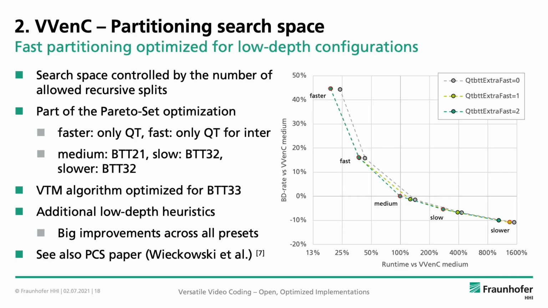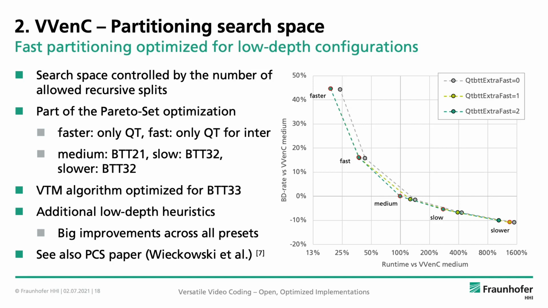As an example, let me dig a little bit deeper into partitioning. As you have seen in the Pareto set definition, for most of the presets, we use a much more shallow BTT configuration. We basically only allow 1 or 2 recursive BTT splits. That is way less than used in the VTM algorithm, which allows 3 recursive BTT splits. The VTM search algorithm for the partitioning was optimized for this working point of 3 recursive splits, and it really performs well under these conditions, but it doesn't really perform so well in those more shallow configurations.